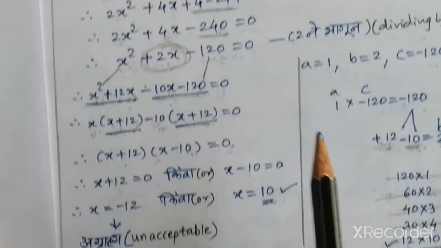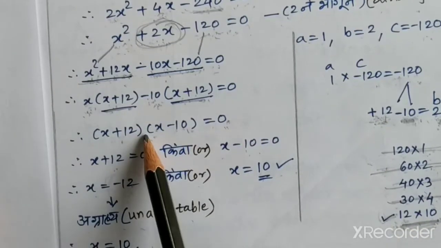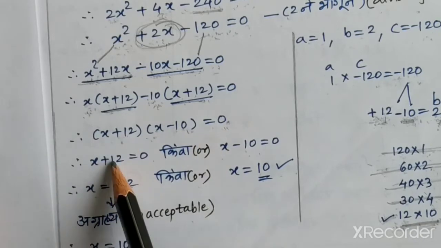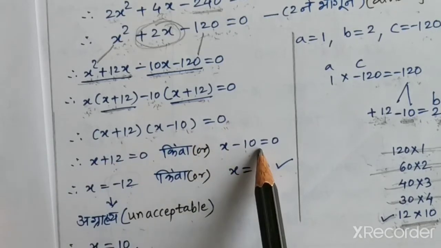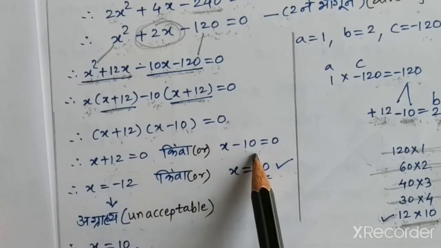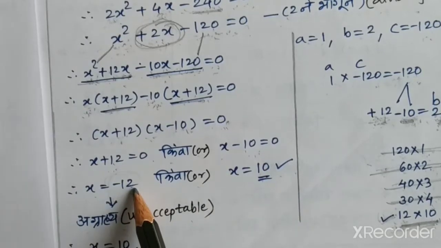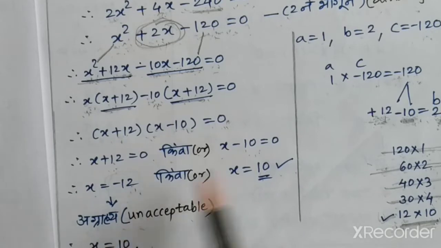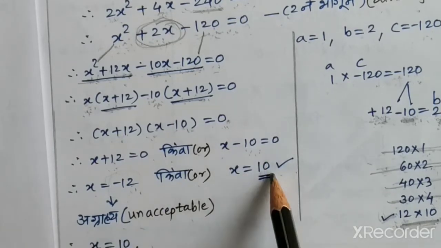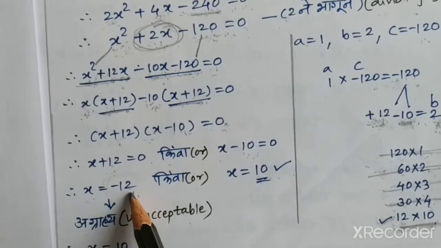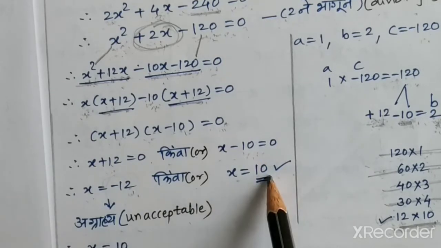is equal to 0. So product of two brackets is 0 means first bracket is 0 or second bracket is 0. So x plus 12 is equal to 0 and x minus 10 is equal to 0. Now take this plus 12 to the right hand side, it becomes minus, and here take this 10 to the right hand side, it becomes plus. So x is equal to minus 12 or x is equal to 10.